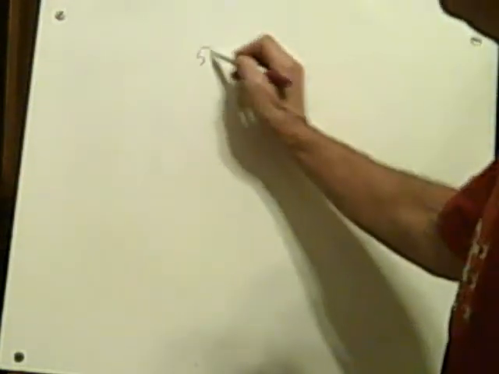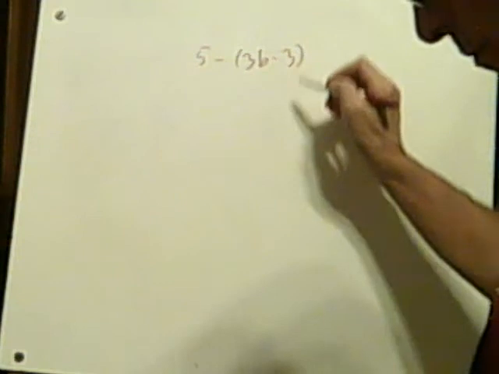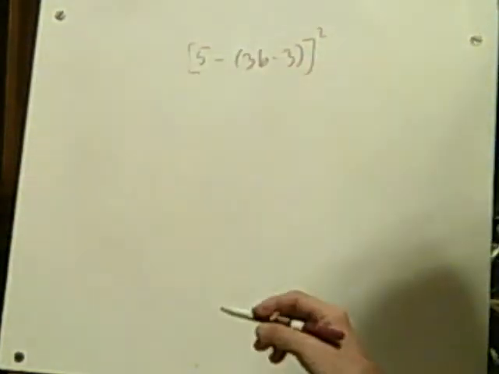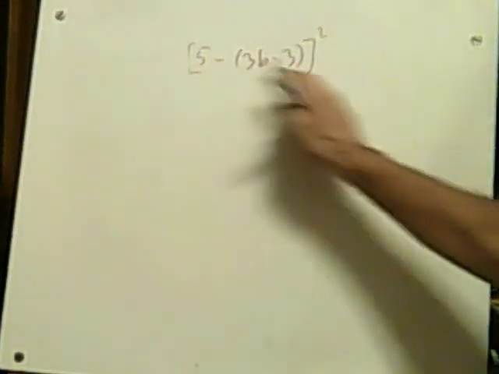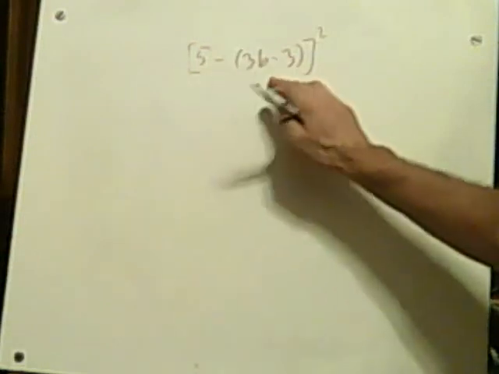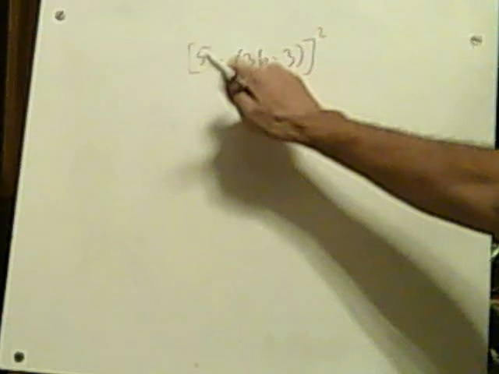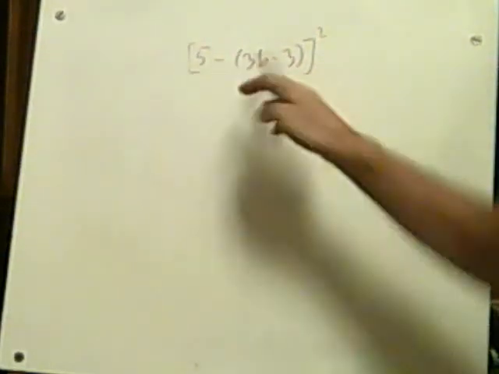40 is 5 minus 3b minus 3, and this is a square. Once again, this is a perfect square of the difference of two things. This is going to be this squared plus this squared, and then there's going to be twice the product of this term and this term, but one of them is a negative. So it's going to be negative the product of this term and this term.